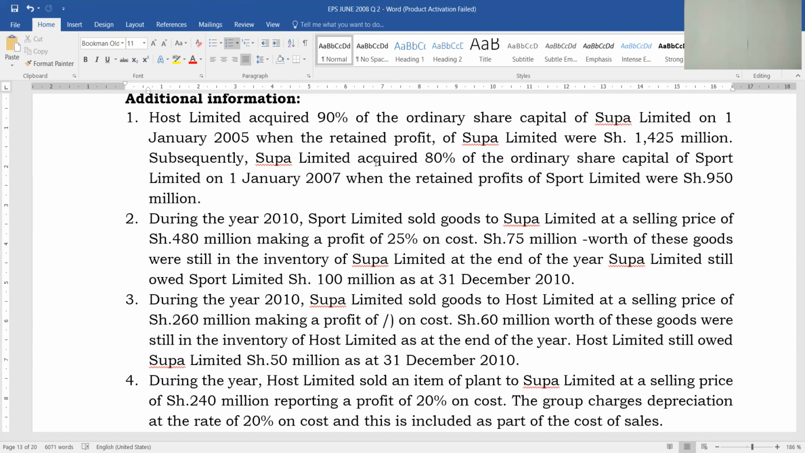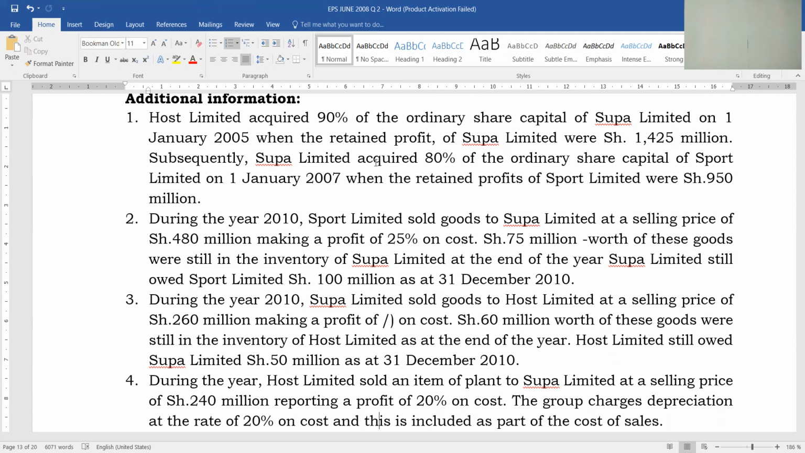They say that Host Limited acquired 90% of the ordinary share capital of Super Limited on 1st January 2005, when the retained profit of Super Limited was shillings 1,425. Subsequently, Super Limited acquired 80% of the ordinary share capital of Sport Limited on 1st January 2007, when the retained profit of Sport was shillings 950 million.